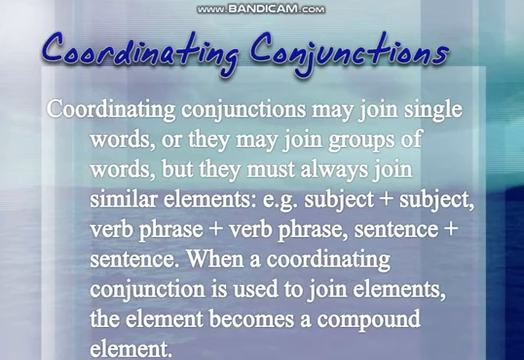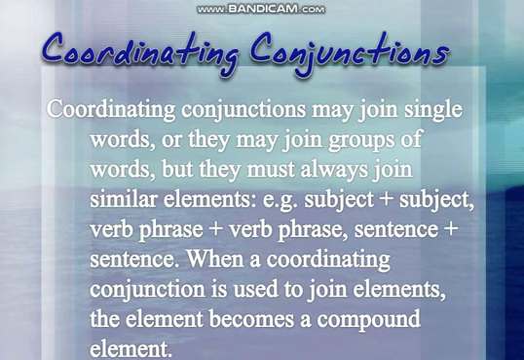Coordinating conjunctions may join single words. They join single words or they may join groups of words, but they must always join similar elements. That is subject plus subject, like they will join two subjects with each other, verb phrase with verb phrase, sentence with a sentence. So the elements which they join must be the same.